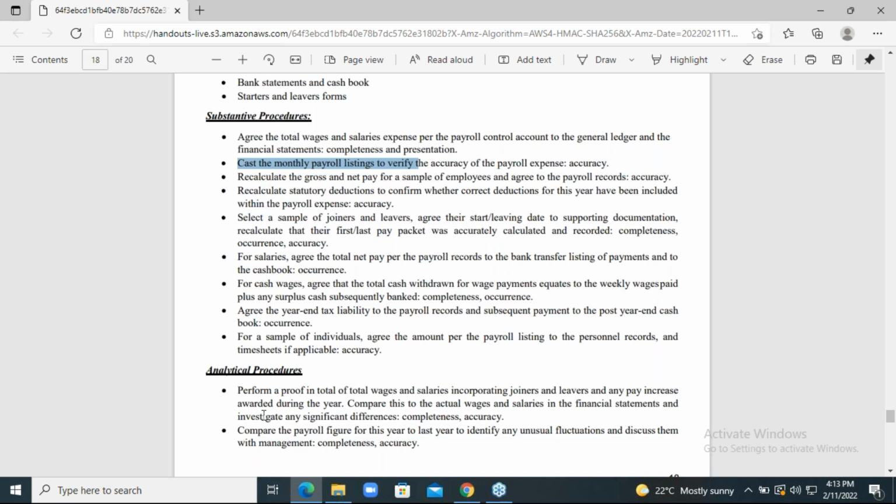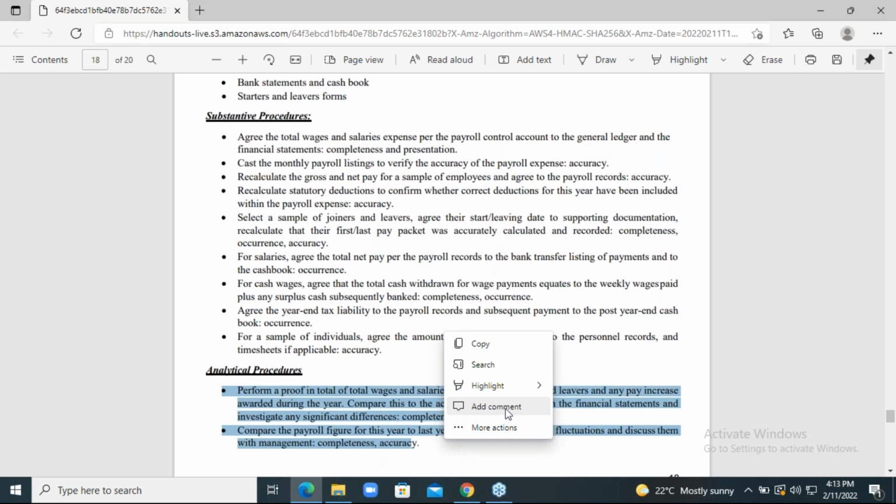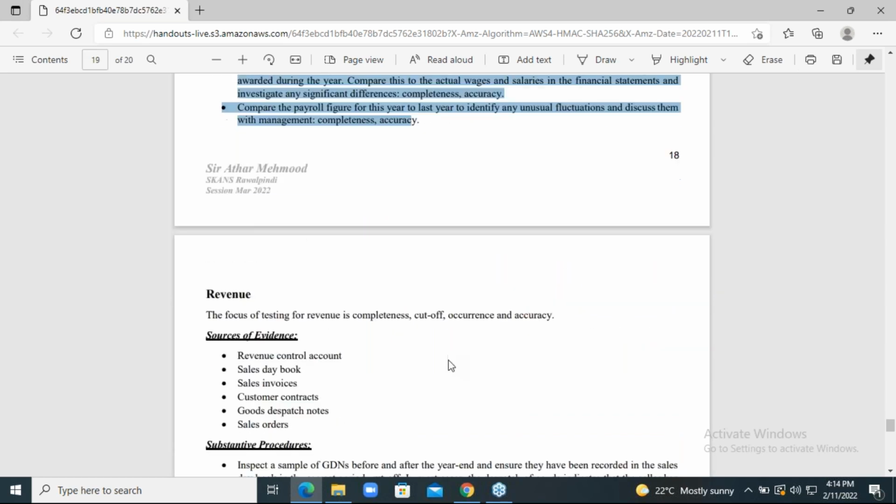And you can also see that there are some analytical procedures that are used. Now these analytical procedures are very important in terms of that this is an expense head, and for an expense head it is always very feasible for students to calculate percentage change as compared to the previous year or this year. So these analytical procedures can be used in payroll as well.